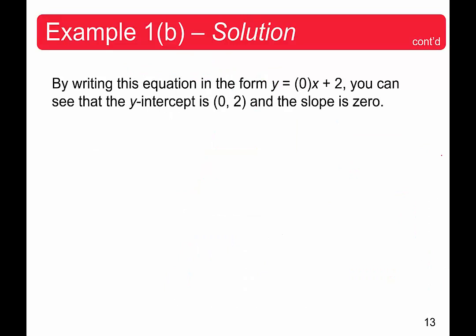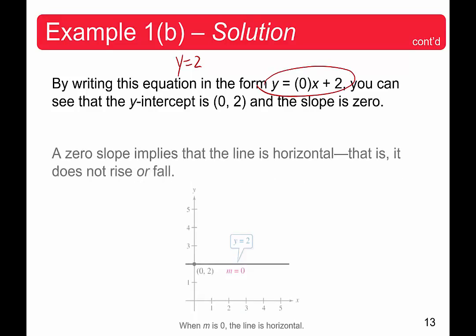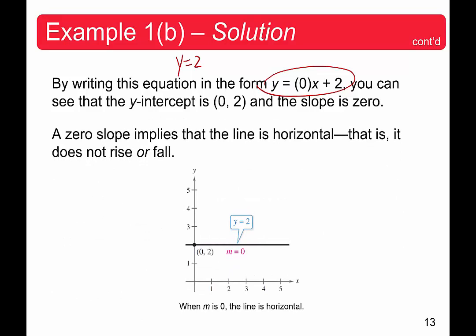Okay, so the second equation is y equals 2. As you can see, there's no variable x here, so we can write it as 0x plus 2. So here the slope equals 0, and the y-intercept equals 2. Similarly, we'll start with the y-intercept. The y-intercept is 2 right here.